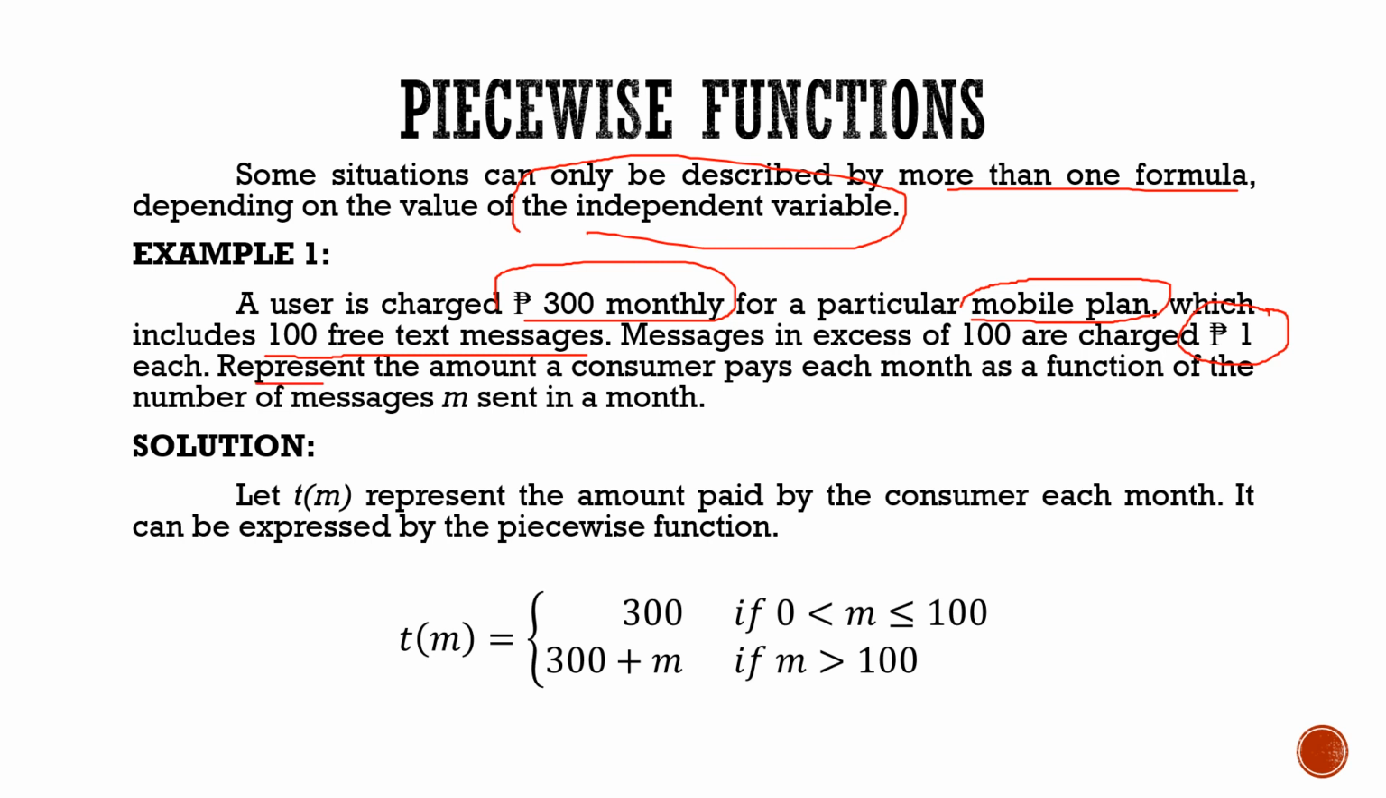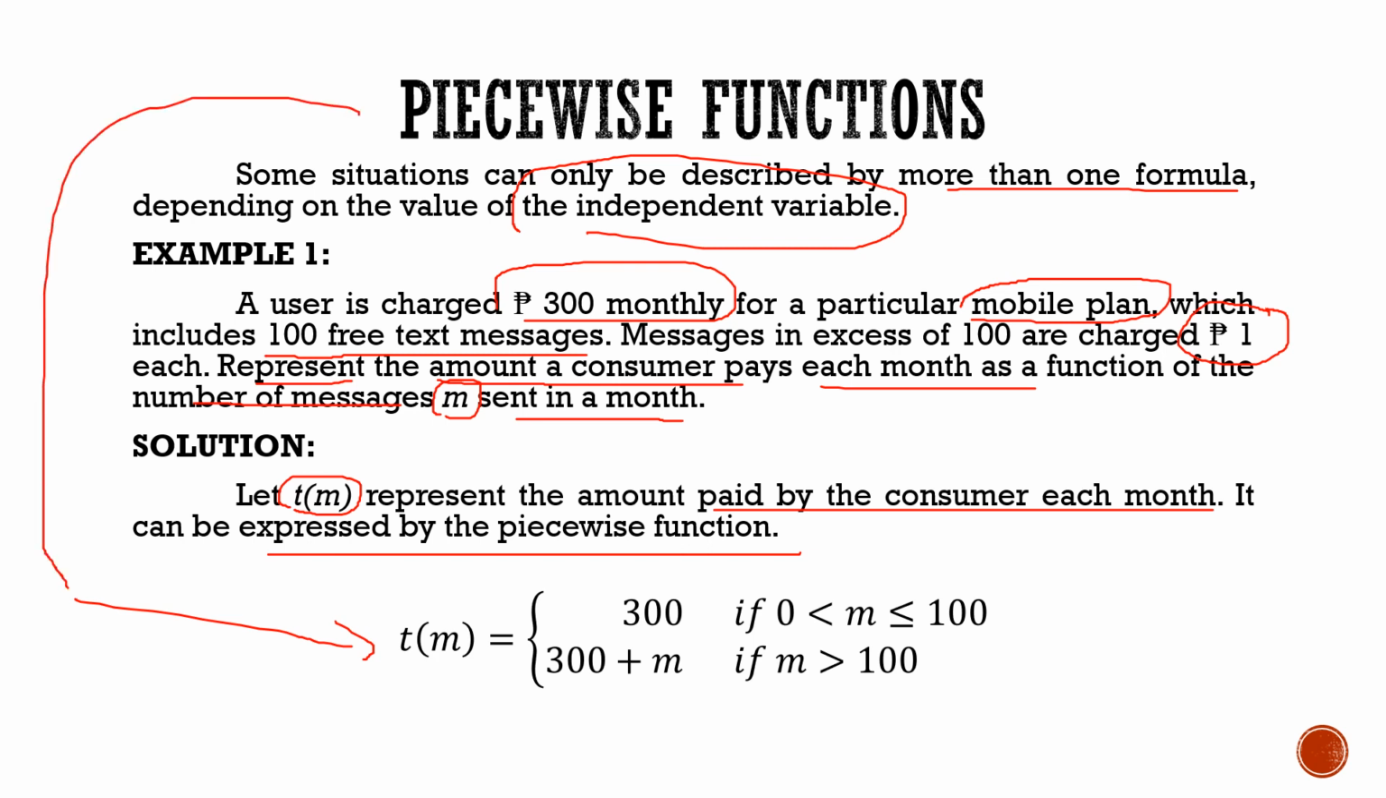So we're asked to represent the amount of consumer fees each month as a function of the number of messages M. So we use letter M to represent the number of messages sent in a month. For our solution, we simply use T of M. That will be the function that will represent the amount paid by the consumer each month. It can be expressed by the piecewise function.